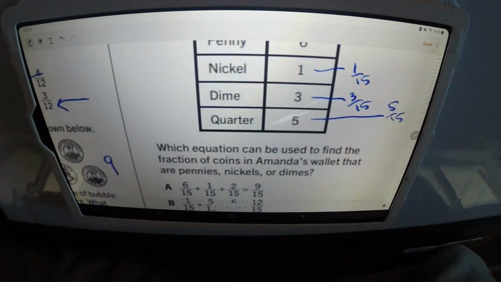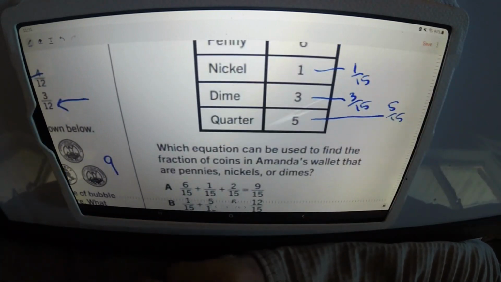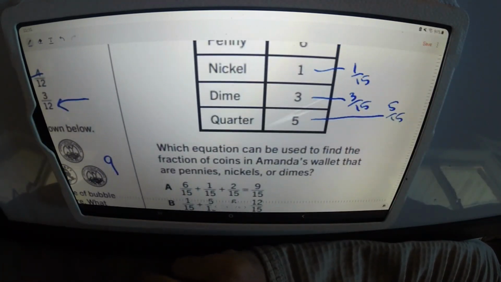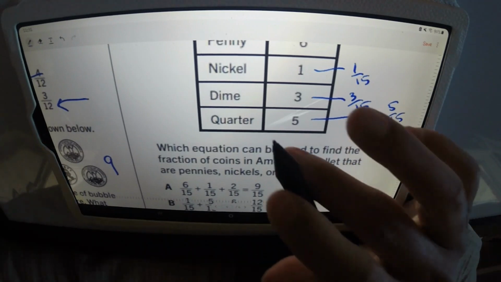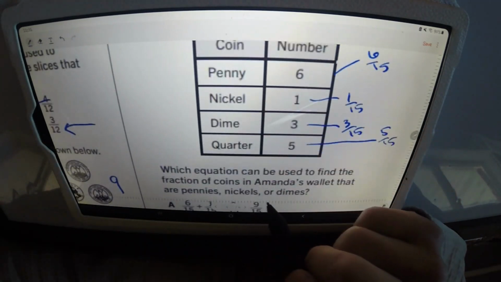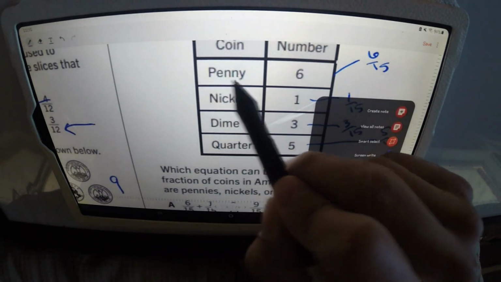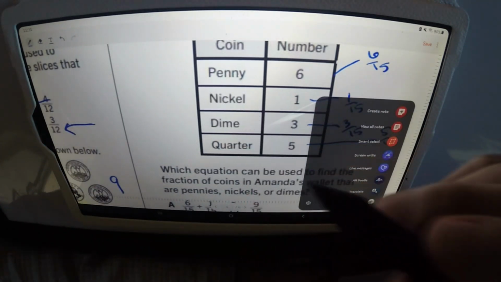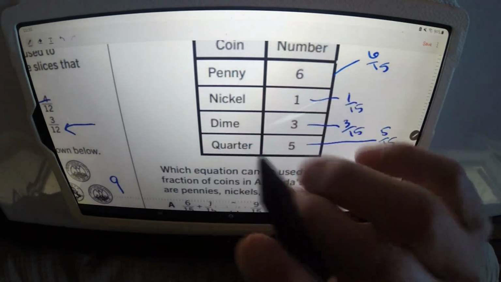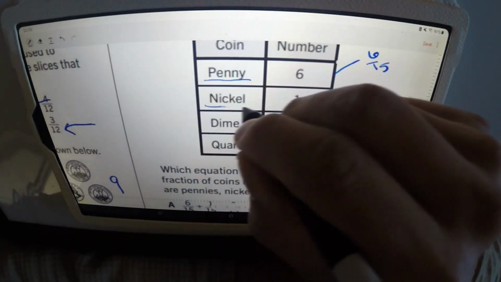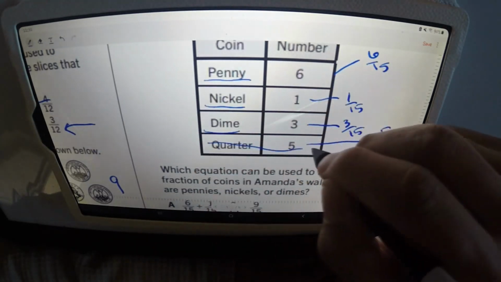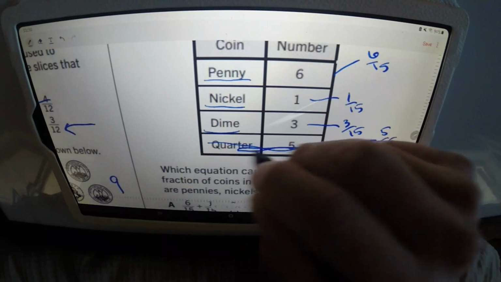Let's look at the question. Which equation can be used to find the fraction of coins in Amanda's wallet that are pennies, nickels, or dimes? Pennies, nickels, or dimes. We don't care about quarters. We're not asking about quarters. We just cross that out.